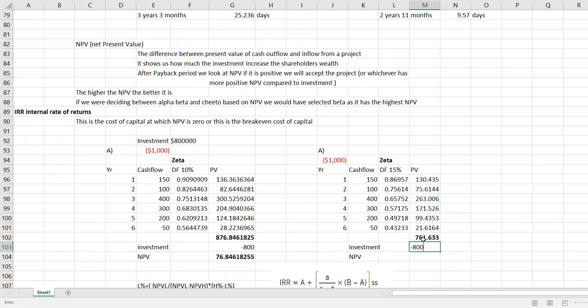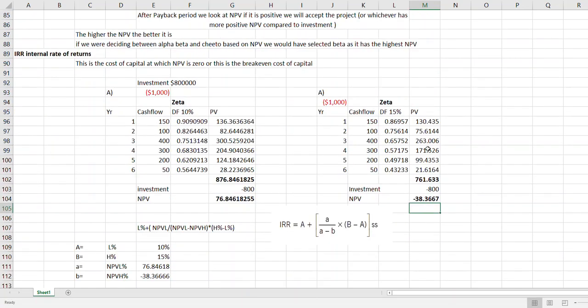Minusing 800. So this gives me negative. That means IRR is between 10% and 15%. Because this is more closer to 0 than 75, IRR would be more closer to this. So middle of both would be 12.5. So I would assume that IRR to be about 14% or 13%, more closer to this one.